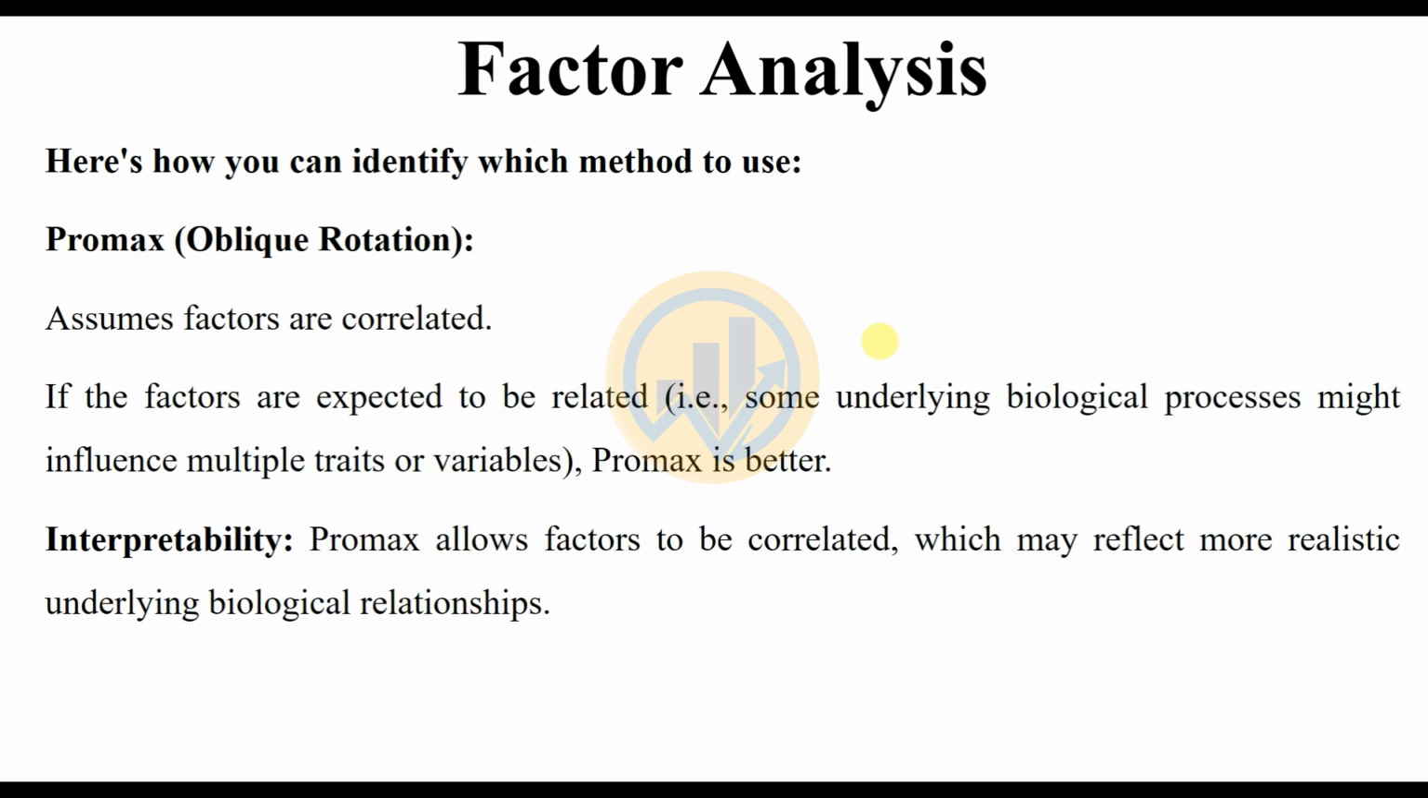The second one, Promax, assumes the factors are correlated. If the factors are expected to be related, for example some underlying biological process may influence multiple traits or variables, Promax is better. For interpretability, Promax allows factors to be correlated, which may reflect a more realistic understanding of biological relationships.